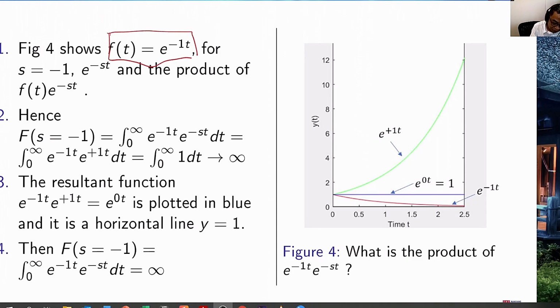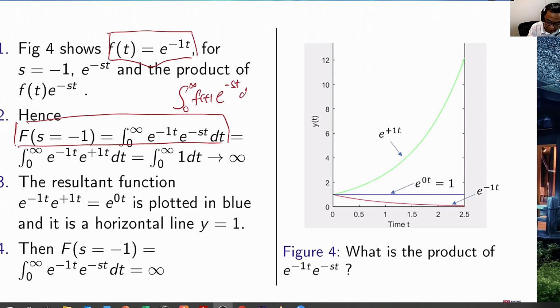Now, let's study this Laplace equation here, which is the integral from 0 to infinity, because we are in the unilateral Laplace transform. We have f of t e to the minus st dt. Let's substitute s equal to minus 1 here. So when s is equal to minus 1, basically we have e to the plus 1t. What about f of t? f of t is e to the minus 1t. Together, e to the minus 1t multiplied by e to the plus 1t, we get 1.